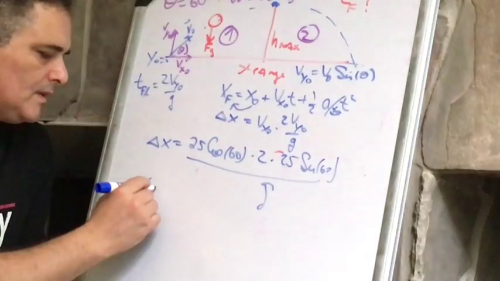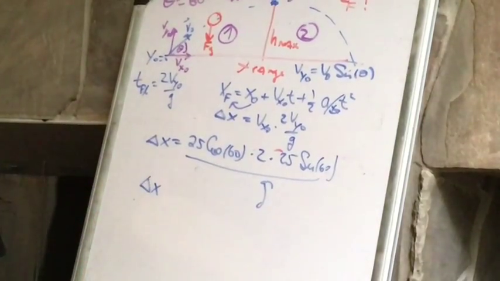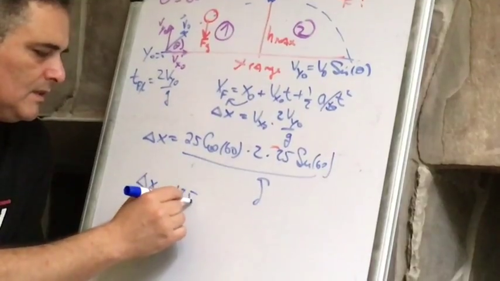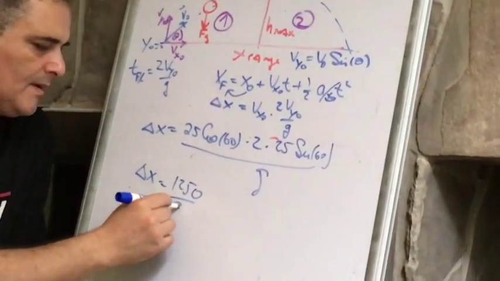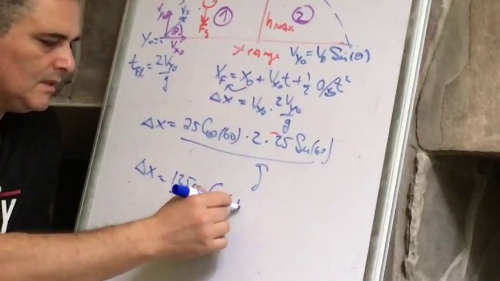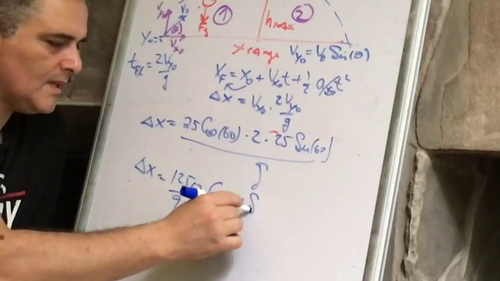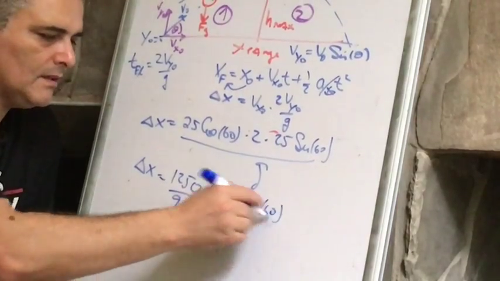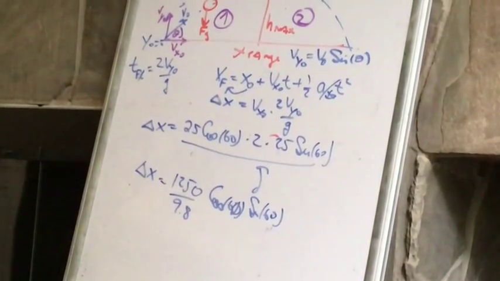Clean it up a little bit. 625, 1250, okay? 1250 divided by 9.8. That's the cosine of 60. That's the sine of 60, if that's easier for you guys to do in the calculator. Right? 625 times 2.